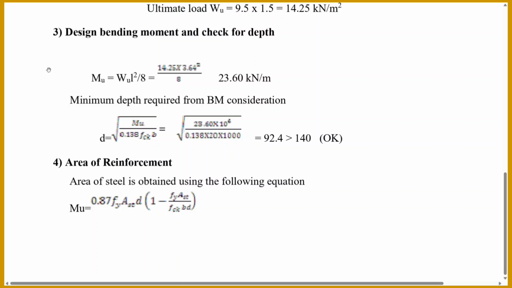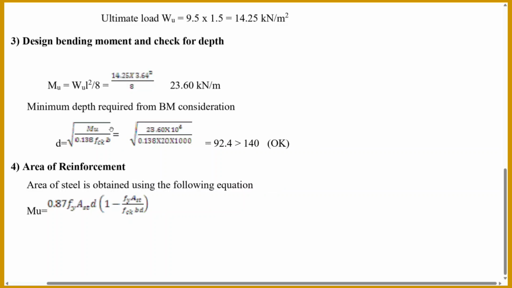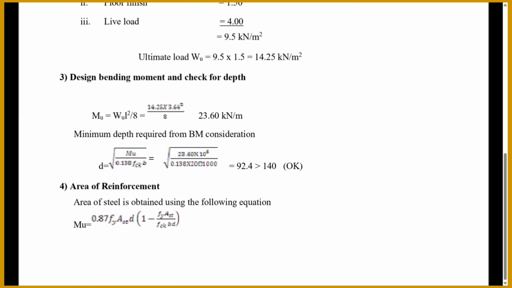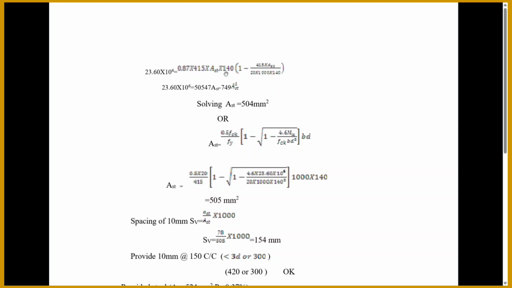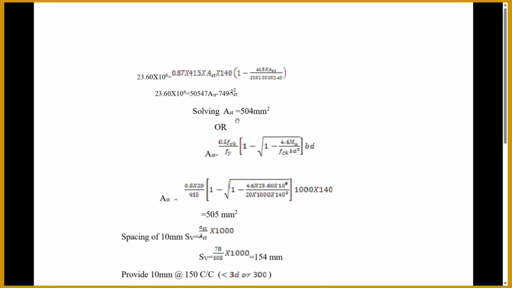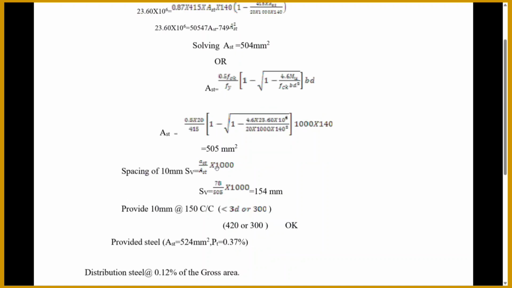23.6 is our Mu. We will put all the values in this formula and derive. As you can see, after putting all the values in the formula, we have to find the AST from this equation, and AST comes 504 mm square. Also, if you use the direct formula, as you can see, both answers are the same, 505 mm square.